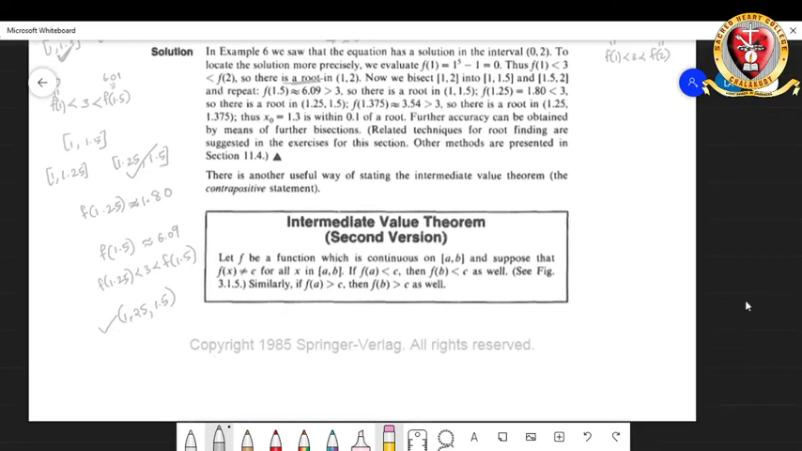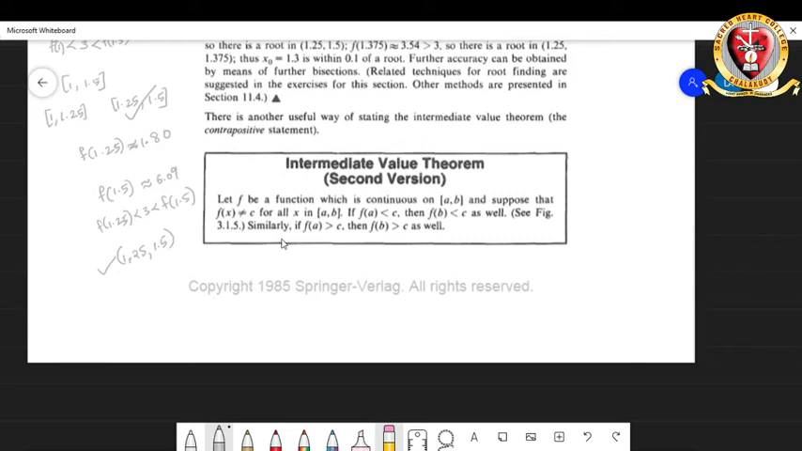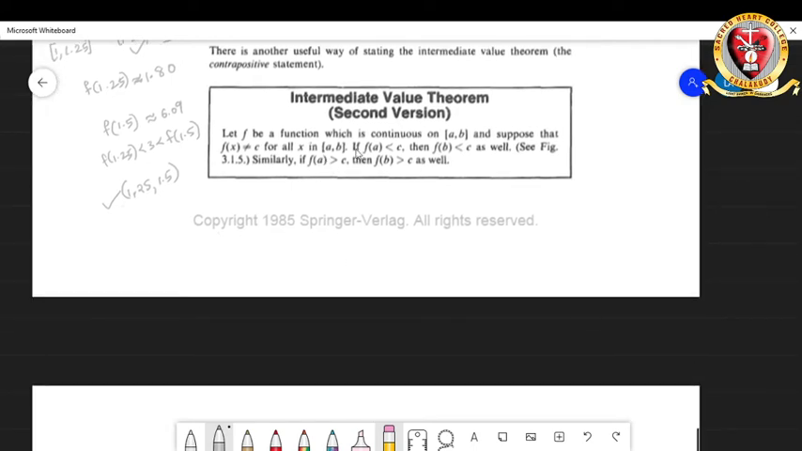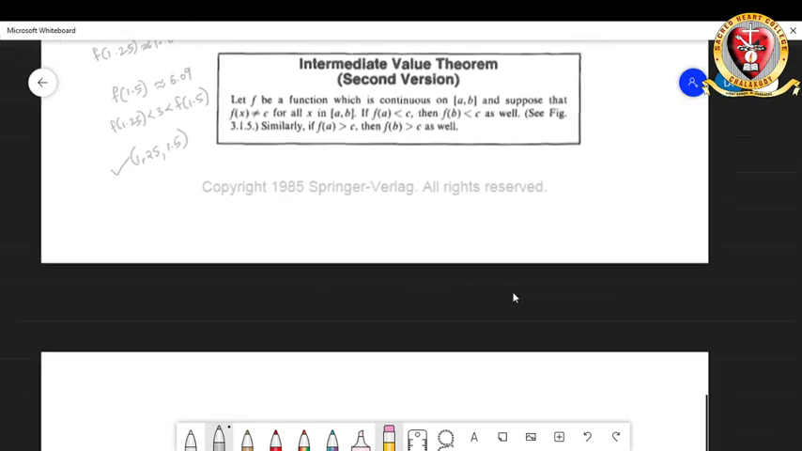And also you have a contrapositive statement for intermediate value theorem, second version, which says that suppose f is a continuous function on closed interval AB and no value of x inside the domain is having the value c. That means if f of a is strictly less than c, f of b will also be strictly less than c. Similarly, if f of a is strictly greater than c, then f of b will also be strictly greater than c. Sorry, both will be greater or both will be less.